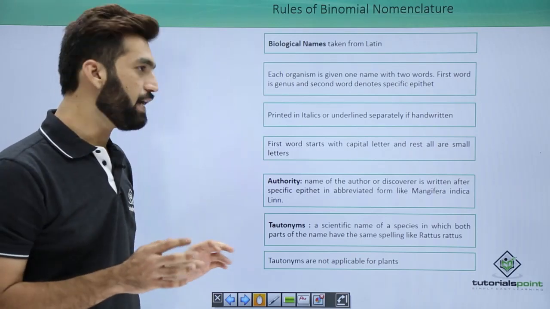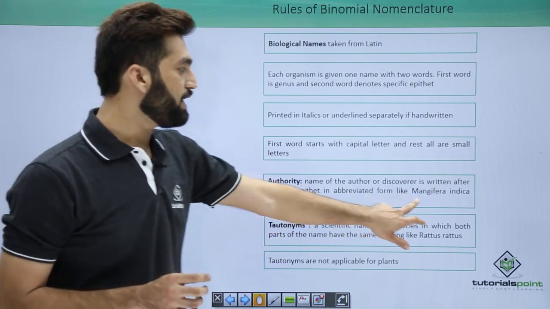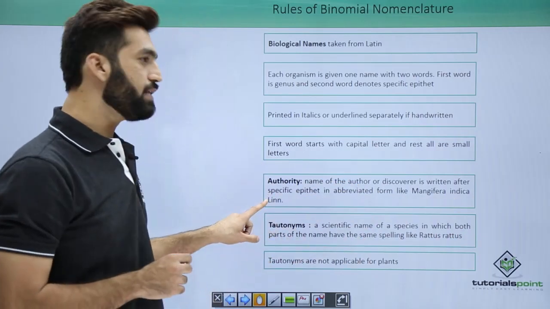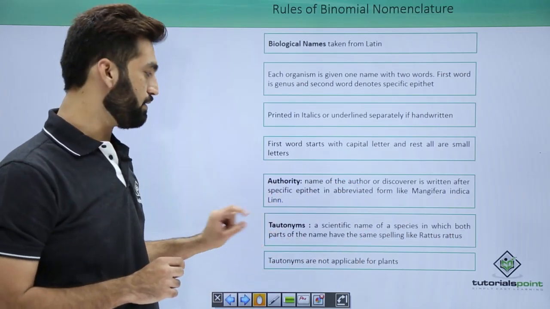Both of the names are correct, but you will have to make sure that the genus and specific epithet both will be in italics or underlined. The author name will never be in italics or underlined.